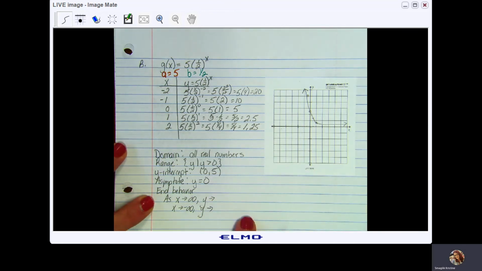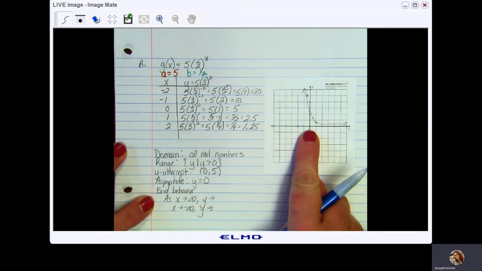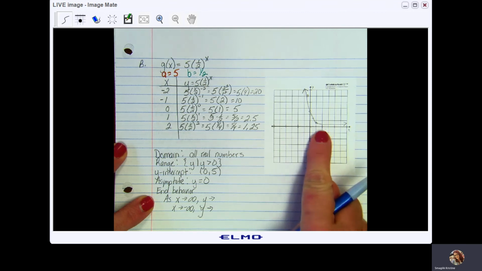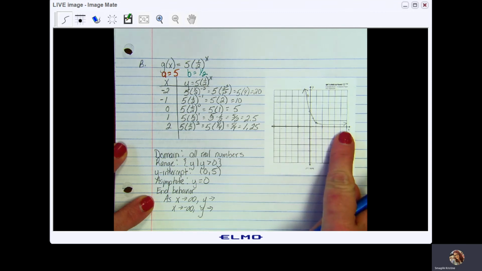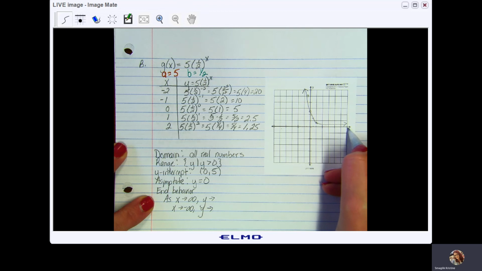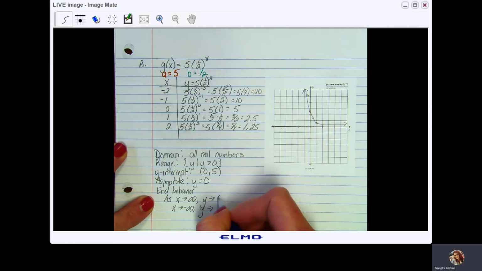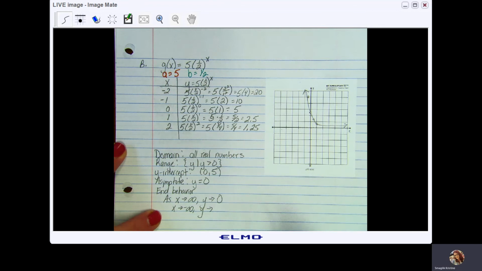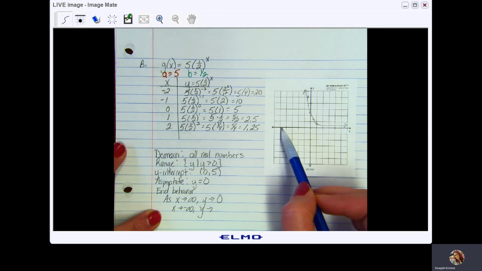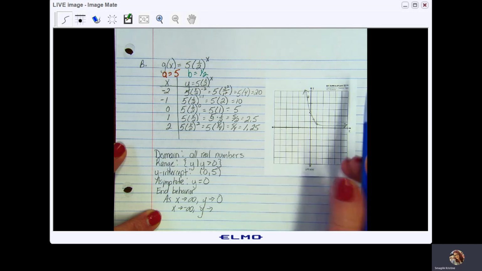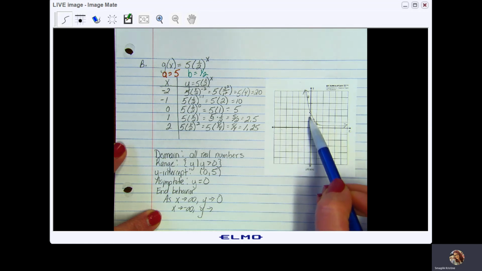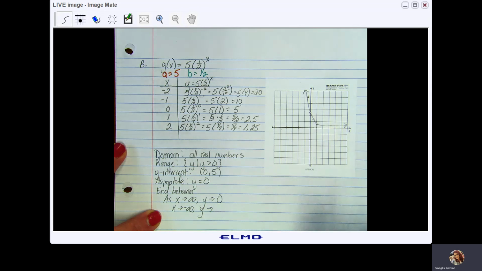And behavior. So now as x approaches positive infinity, so my x values are getting bigger, where are my y values going? Well, now my y values are decreasing and they are approaching 0. As my x values are approaching negative infinity, so my x values are getting smaller and smaller, what's happening to my y values? They're getting bigger and bigger. So they are approaching positive infinity.